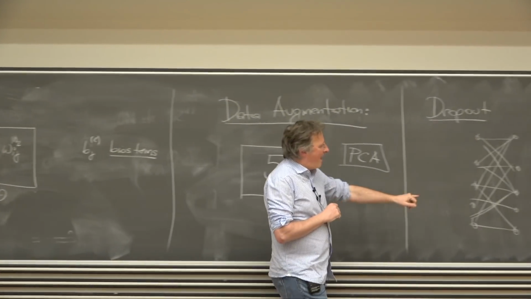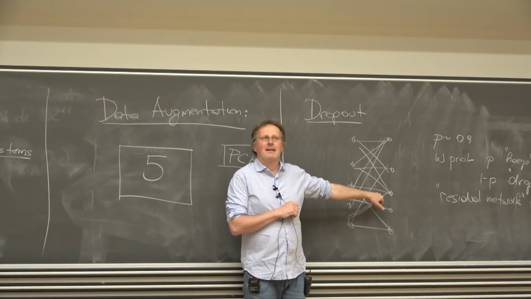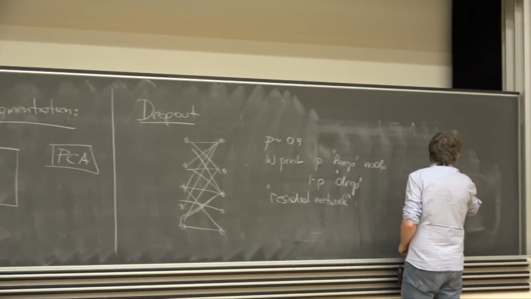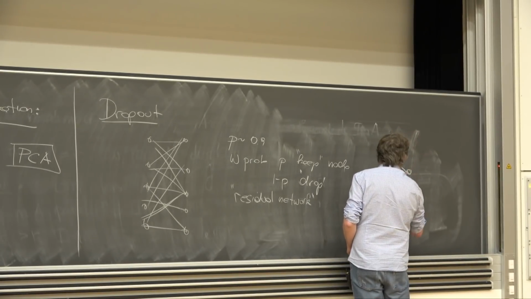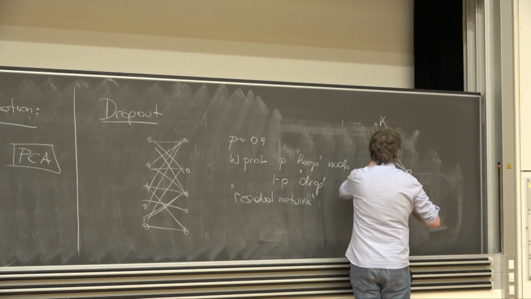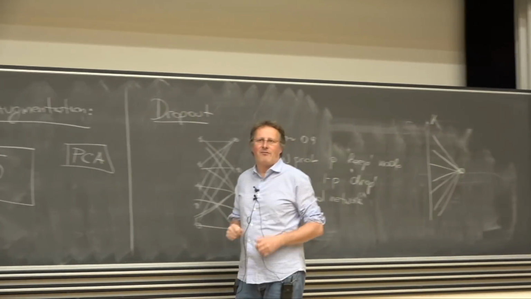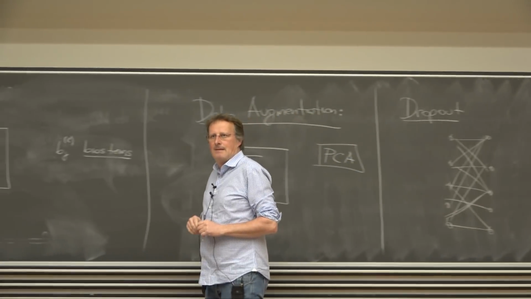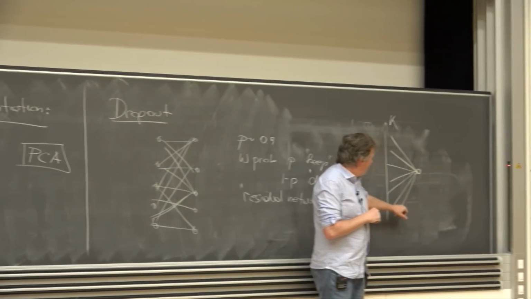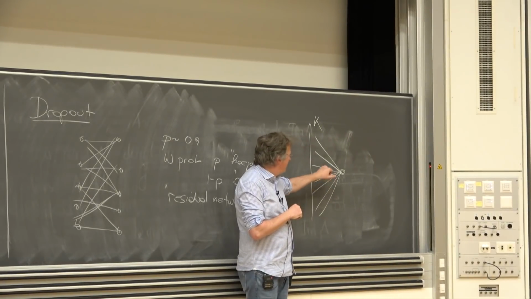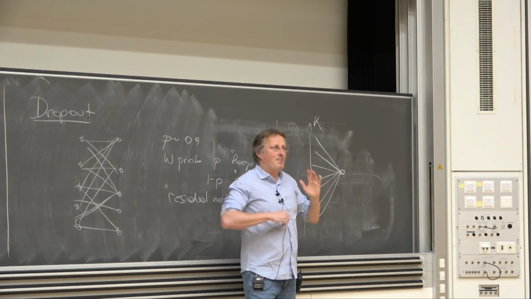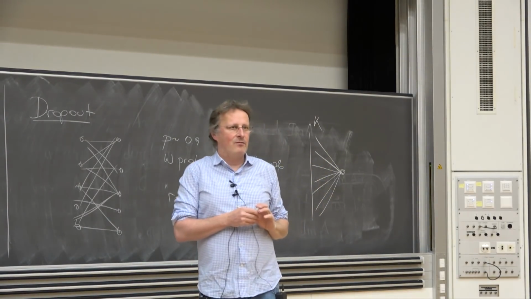Let's assume you dropped out edges independently. And let's assume I have a node here, and this node has k inputs, because the previous layer has k nodes. Let's assume k is 1,000. Now with 90% chance I keep, and with 10% chance I eliminate each of these edges. So in expectation, I will only keep about 900 of the 1,000 edges alive.